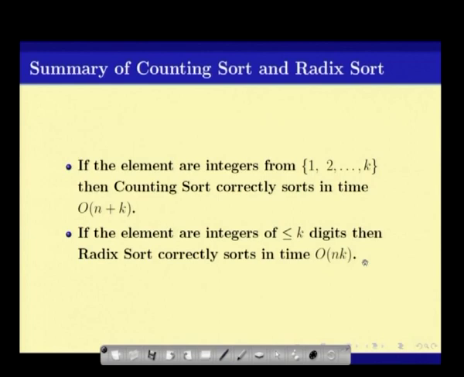But if k is large, say something like order n square, then neither the counting sort algorithm nor the radix sort algorithm will help. I mean, they will work, but they will not work in any better time than merge sort or heap sort.